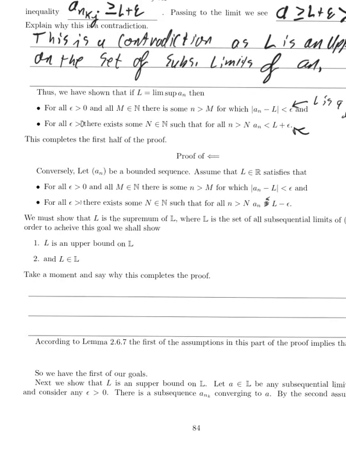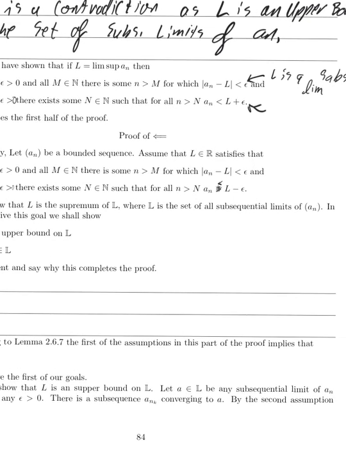I want to show that L is the supremum of the set of subsequential limits. The way I'll do this is I will show two things. First, I'll show that L is an upper bound. Secondly, I will show that L is a subsequential limit. Let's say why that will actually complete the proof. So what does it mean to be the supremum? So let's see.